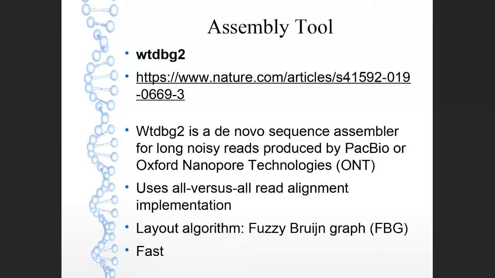Now, WTDBG2 has a Nature publication that you can go and read if you want to learn more about the specifics of how this works. But what it is essentially is a de novo assembler using essentially a de Bruijn graph algorithm, but a de Bruijn graph algorithm called a fuzzy de Bruijn graph. Now, this allows us to correct for some of the errors that we get in Nanopore and PacBio long reads.